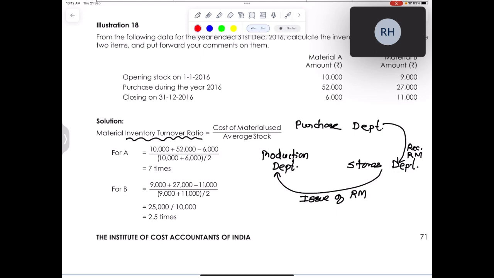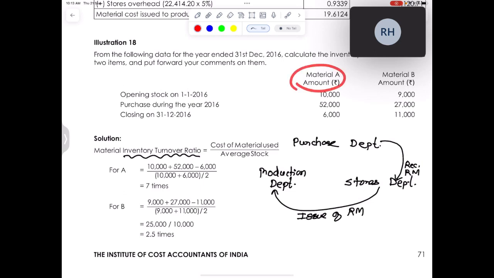So inventory turnover ratio indicates the time between receipt of raw material and issue of raw material. The less the time between these two, it means the material is a fast moving raw material. While the more the time between these two, it indicates that the material is a slow moving raw material. In this particular question, we have been given two raw materials, A and B.